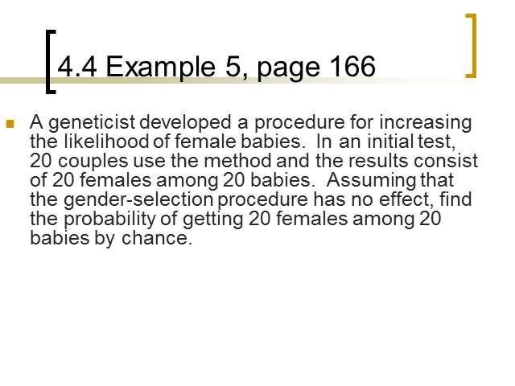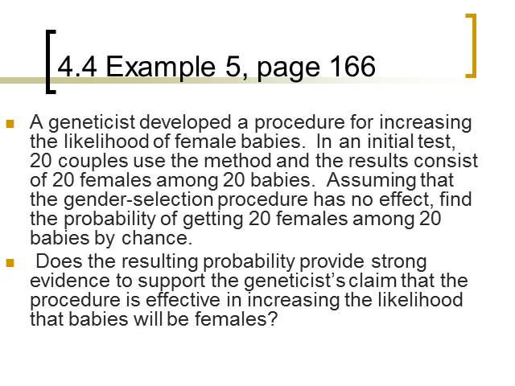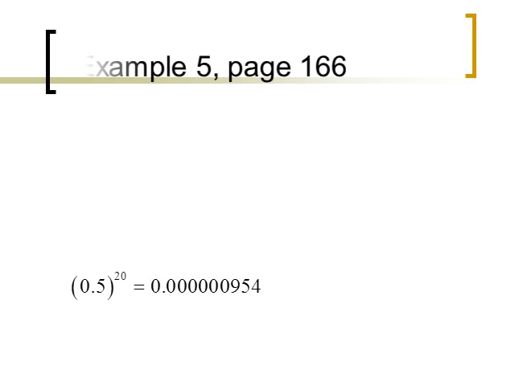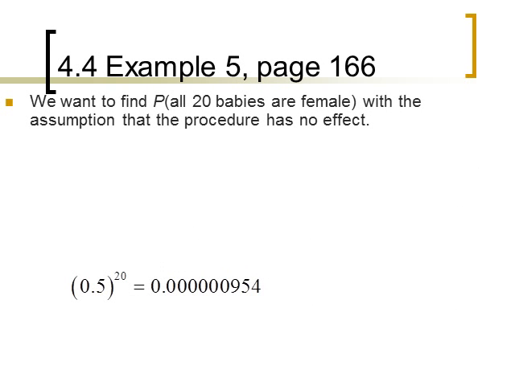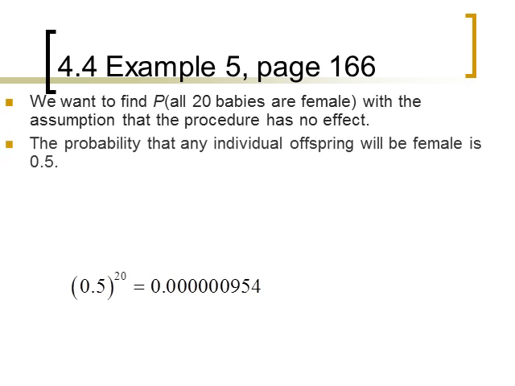So usually you get about a 50-50 chance of getting a boy or a girl. So when we look at this, we want to be able to determine if the resulting probability gives us strong evidence to support the claim that the procedure is effective. So let's look at how we would set that up. We want to find the probability that all 20 babies are female, and we're assuming that the procedure has no effect. So what's the probability then that you would have a female baby? Well, that's known to be 0.5.